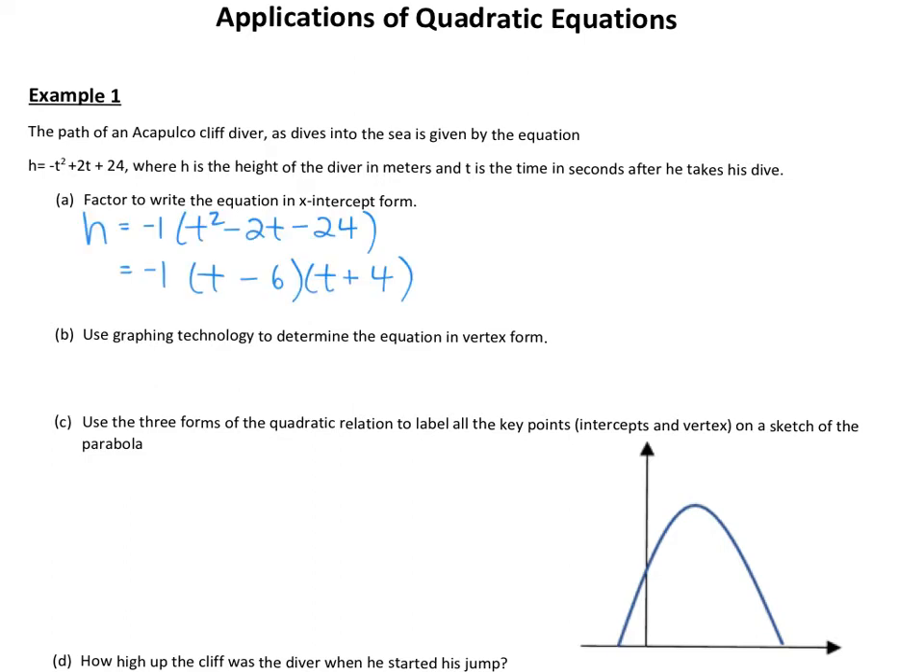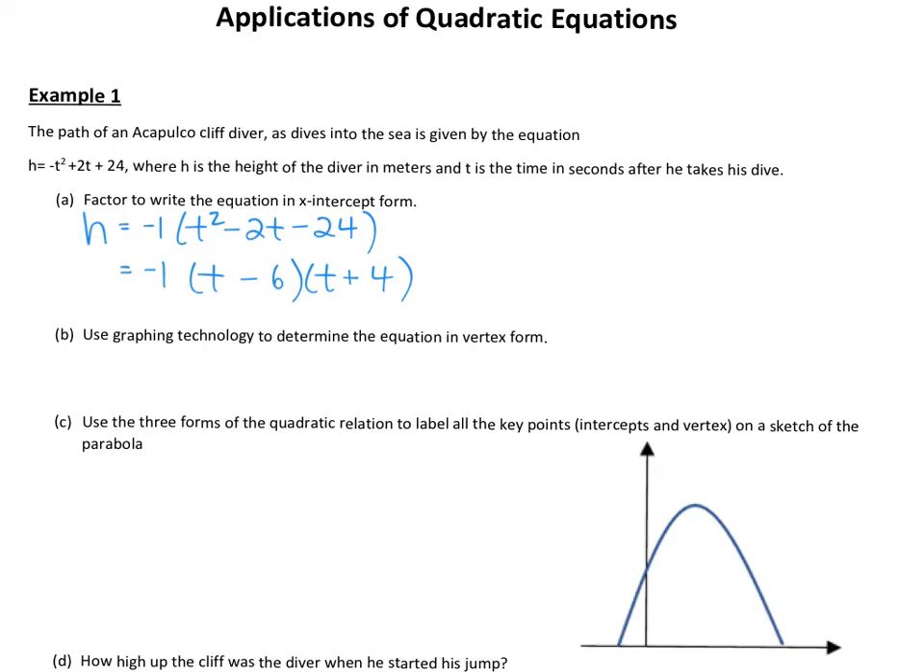Okay, check out how you did. First I pulled out the -1 common factor. I divided every piece by -1. And then I just found two numbers that multiply to -24. So I went with 6 and 4, and I needed it to be -6 plus 4 to get me to -2t.